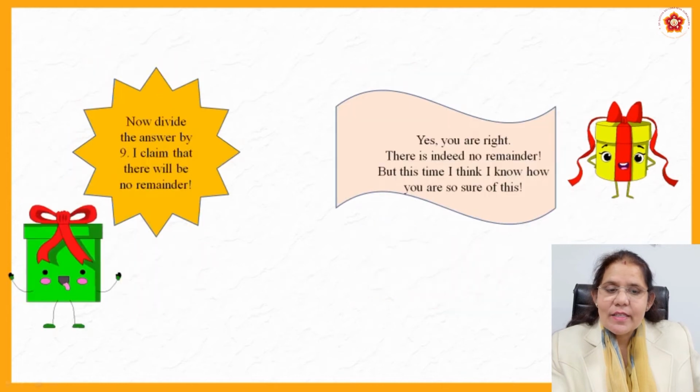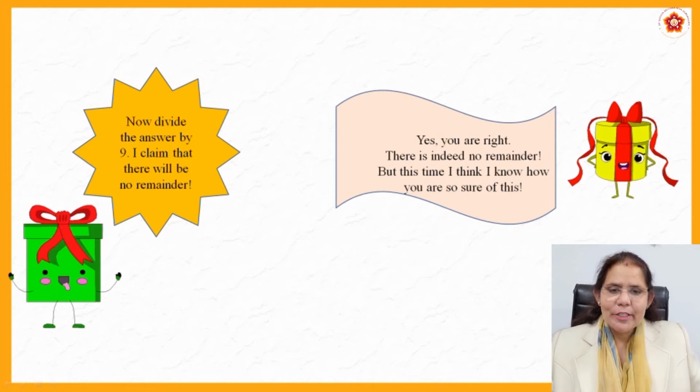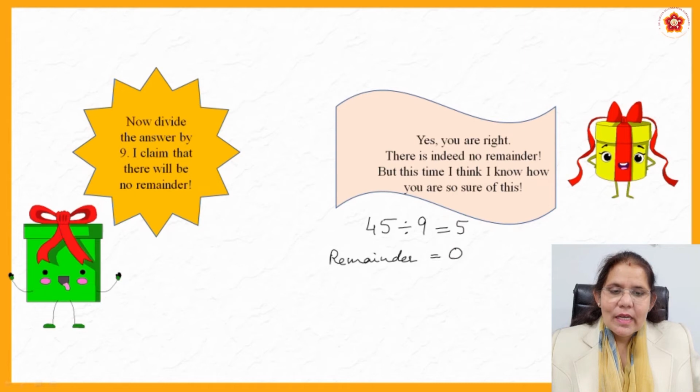Then Steve said, now divide the answer by 9 and I claim that there will be no remainder. Oscar had got 45. She divided it by 9. Quotient was 5 and remainder was 0.